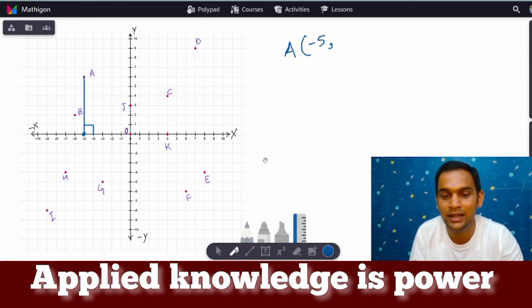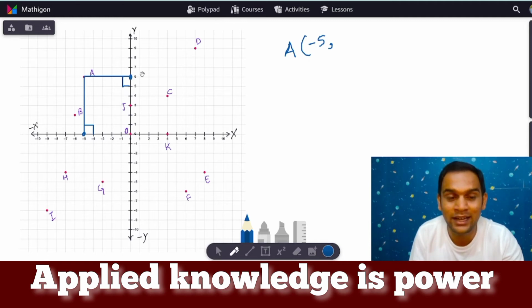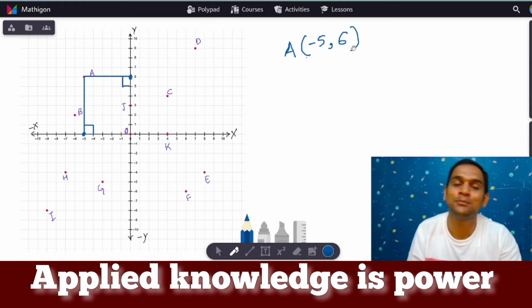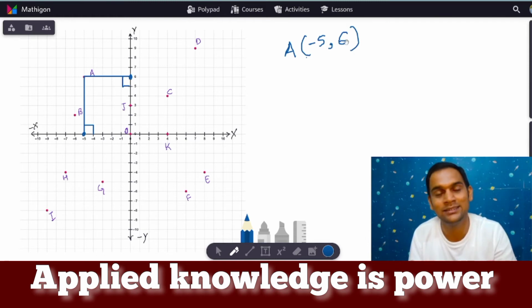What is the y coordinate? Again the same thing. Try to extend this to the y-axis such that it intersects at 90 degrees. What point is it intersecting at? It is intersecting at 6. So the coordinate of A is -5 comma 6, that is, x is -5 and y is 6. Now did you understand? In the second quadrant, what was the nature? X was negative and y was positive.